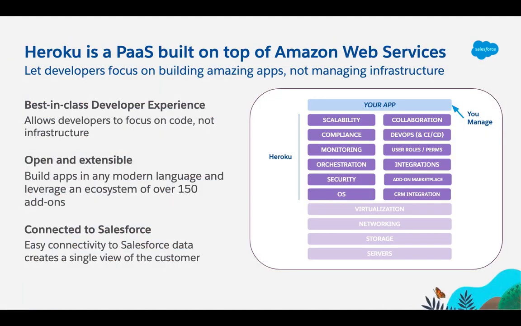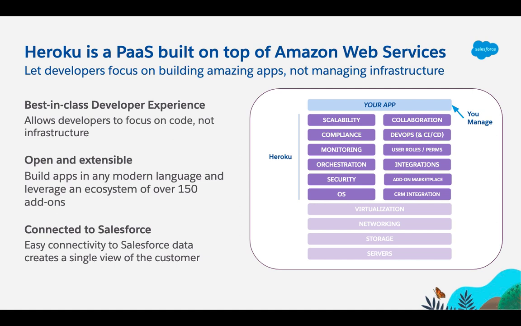Heroku is a platform for developing modern apps that developers love to use. It's a platform as a service built on top of Amazon Web Services. And what makes it special is that with Heroku, developers can focus on building apps while Heroku manages all the other components of software development.